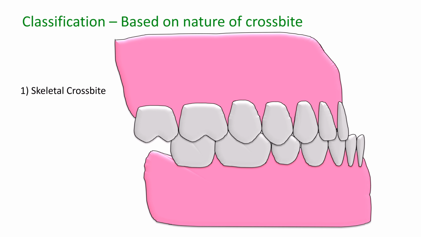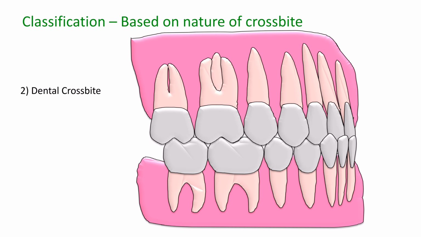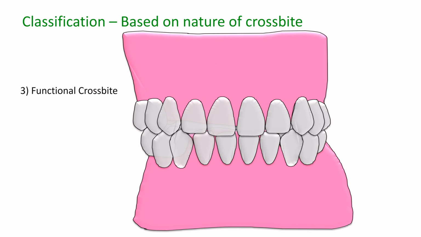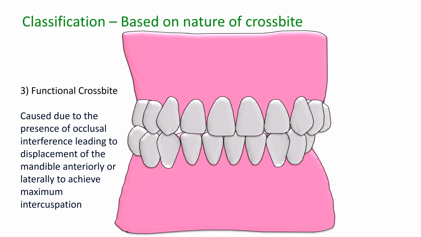Based on nature of crossbite, it is classified into skeletal crossbite, dental crossbite, functional crossbite. The functional crossbite is due to the occlusal interference leads to displacement of mandible anteriorly or laterally to achieve maximum intercuspation. Etiology.